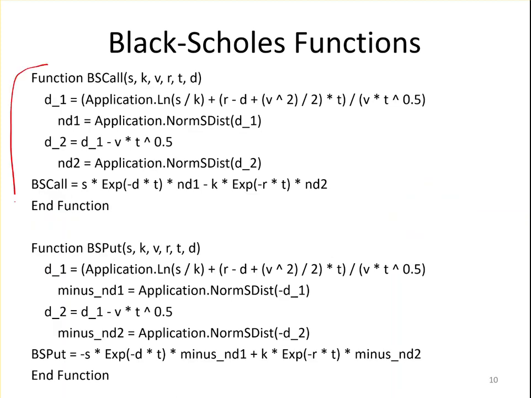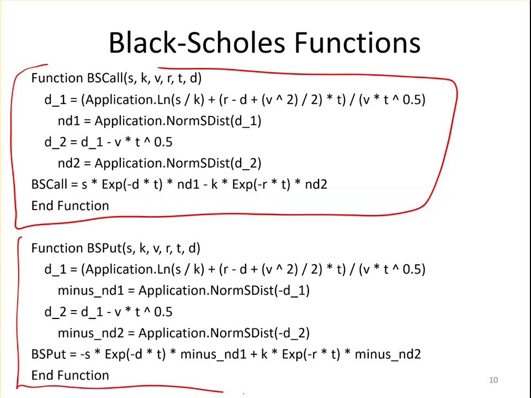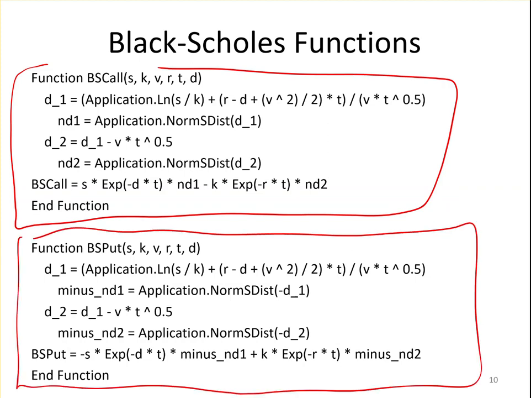So here are the formulas. Here's one for calls, and here are puts. These are VBA functions. Just to give you an idea, BS call and BS put have these parameters: S, the underlying spot price of the asset, so that would be today's price of, say, Google. K is the strike price of the option, say 615. V is the annualized standard deviation over the life of the option. R is the risk-free rate over the life of the option, annualized. T is the maturity of the option in years, and D is the dividend yield. BS call and BS put have the exact same parameters.